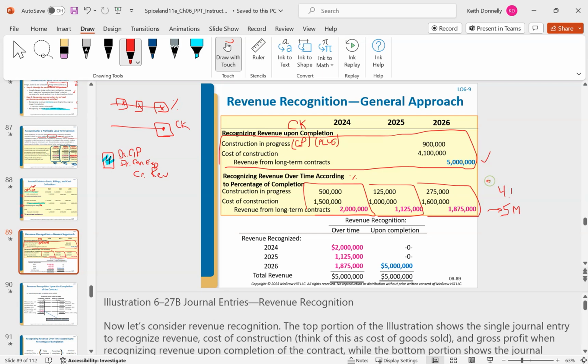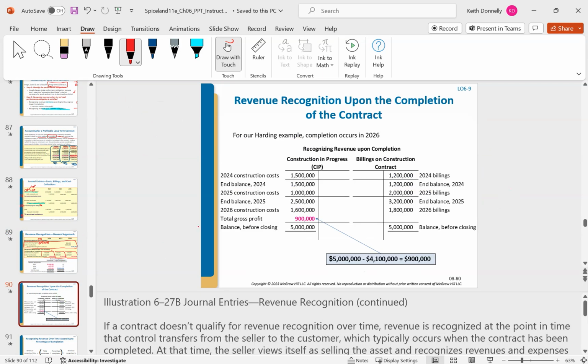The combo of all those CIPs is going to equal 900,000. Instead of doing it all at once, we spread it out over time, okay? So if we look at this, we will now unpack and say, how do we get those numbers? We know hypothetically it's over time versus at a point in time. We know the journal entry. We said for completed contract, you can just plug it in, based off your revenues, expenses, hit CIP for the difference.